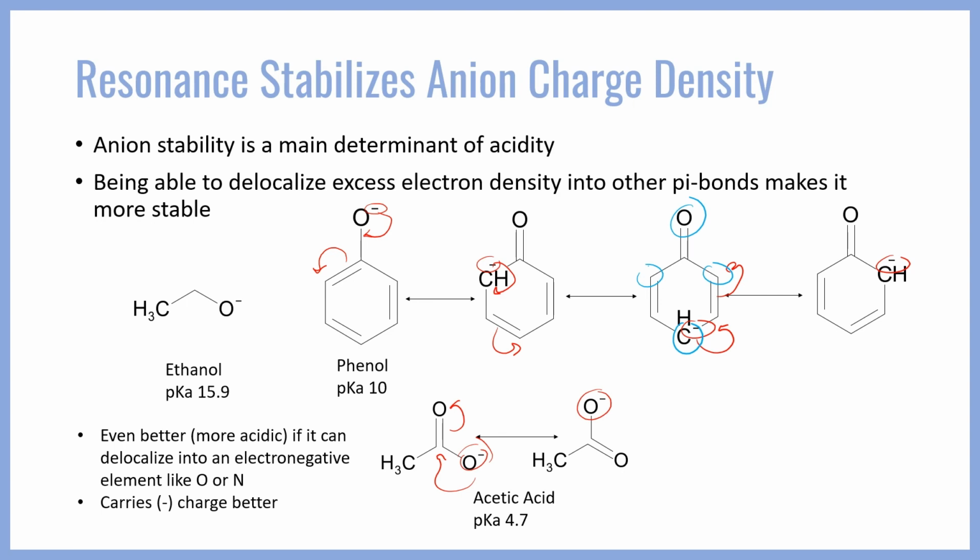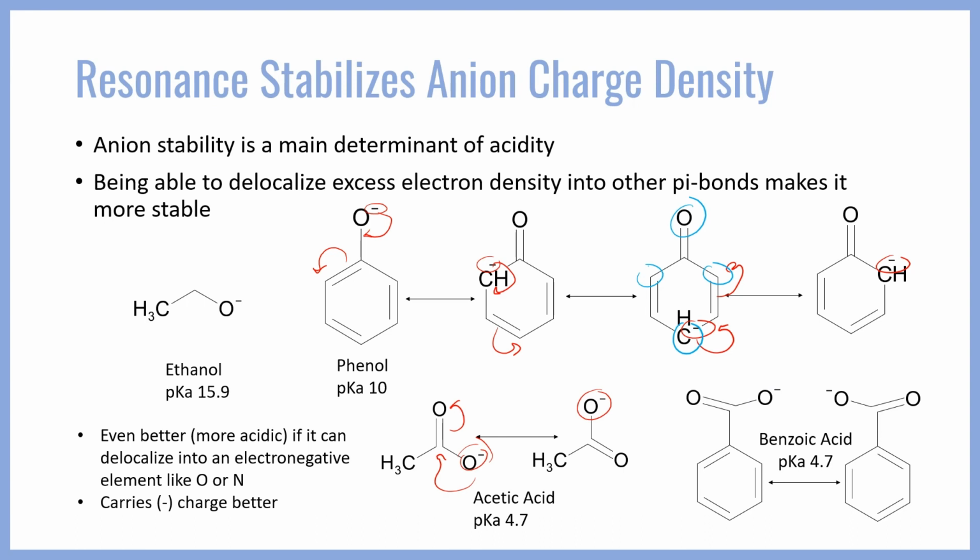However, it's important to understand that in order for the pi system adjacent to that negative charge to matter, it has to actually be able to connect to the anion. It has to be able to distribute. For example, if we look at benzoic acid, we see that its pKa is about 4.7, which is almost identical to that of acetic acid. Why is that the case?